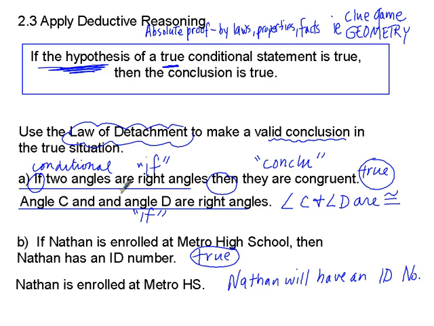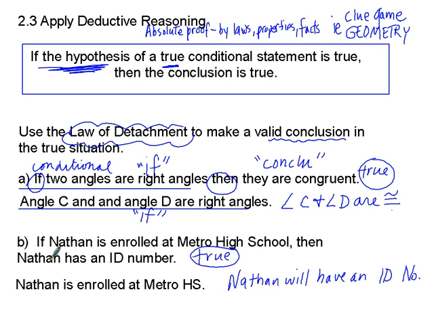We have the example, if two angles are right angles. That's the conditional if part. If two angles are right angles, then the conclusion, they are congruent. By the law of detachment, we're given angle C and angle D are right angles, so we know that is true, because it's given, so we know that angle C and angle D are congruent.